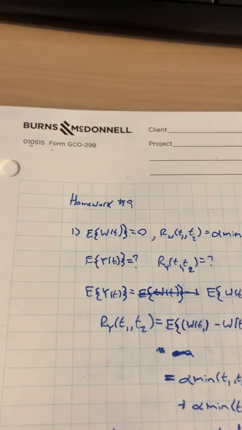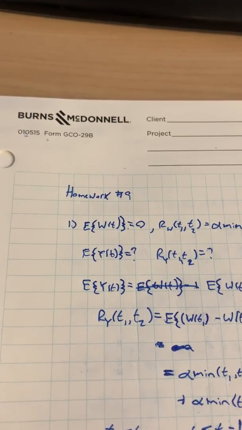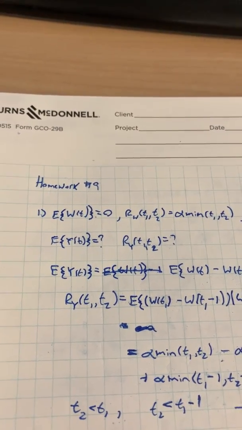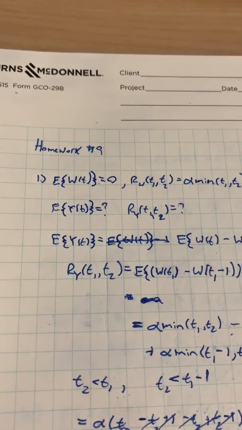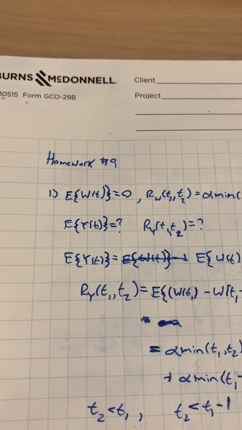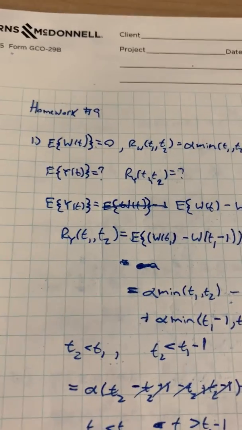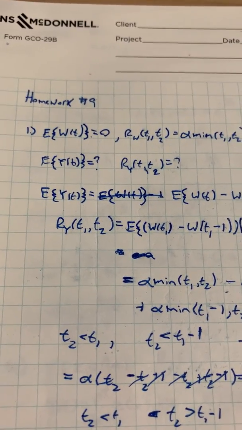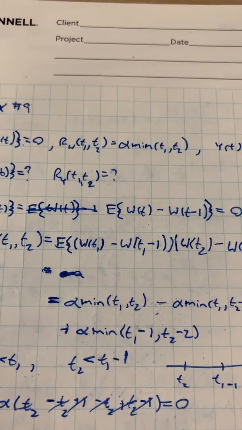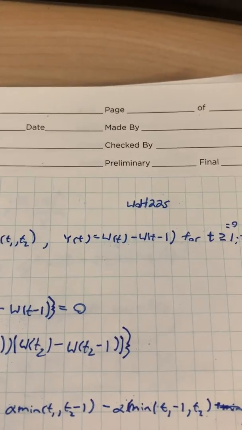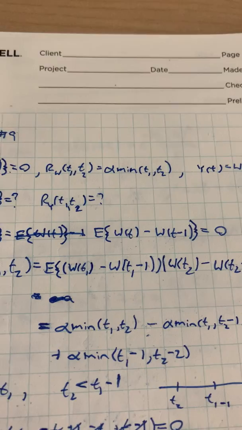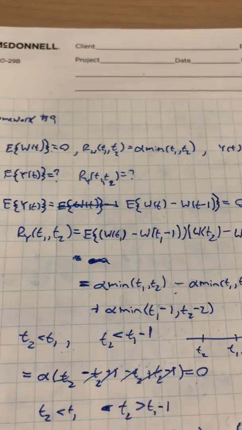So what we're asked is to find the expected value of Y(t) and the autocorrelation of Y(t). For this, we can pretty easily see that if the expected value of W(t) is equal to 0, then we plug this in for Y(t). So we get the expected value of W(t) minus W(t minus 1), as given by our definition of Y(t), and that will come out to equal 0.